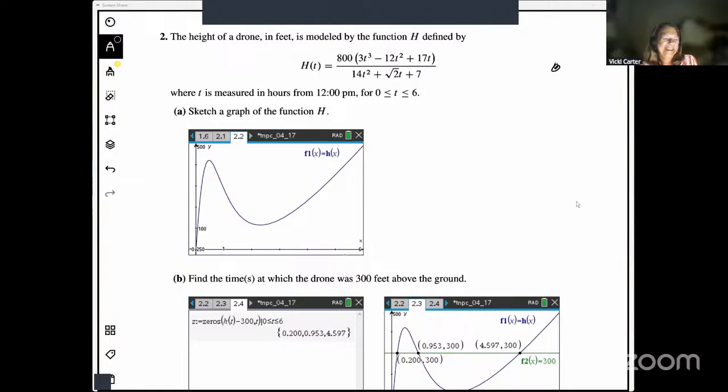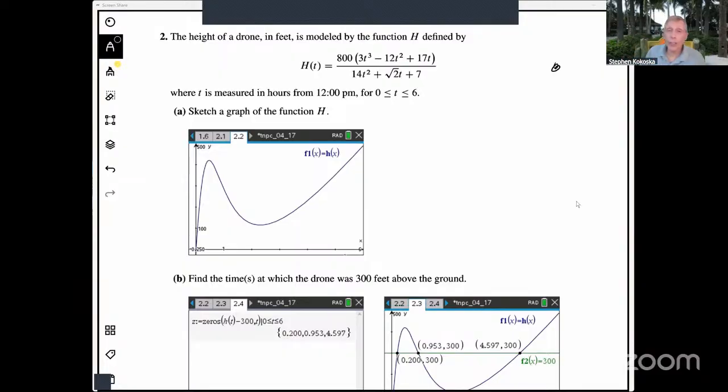So let's suppose that the height of a drone, in feet, is modeled by this function capital H. It looks horrible there, but it's really just a rational function. It's the quotient of 2 polynomials. T is measured in hours from 12 p.m., from high noon. So this drone has a pretty good battery. It's actually in the air for 6 hours.